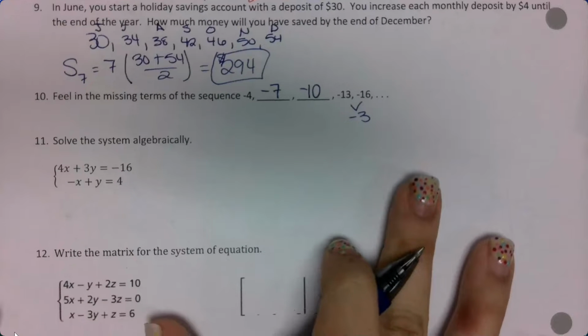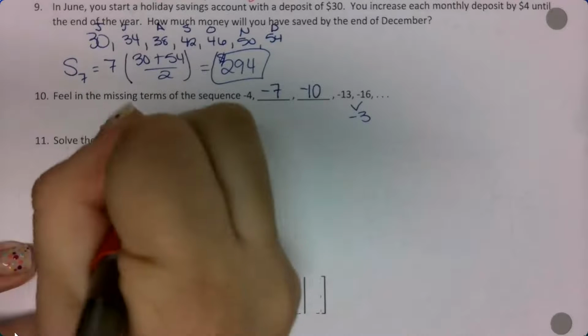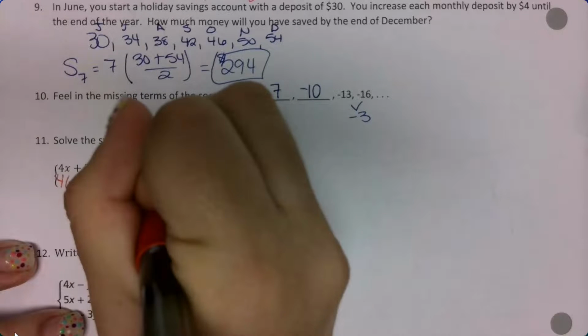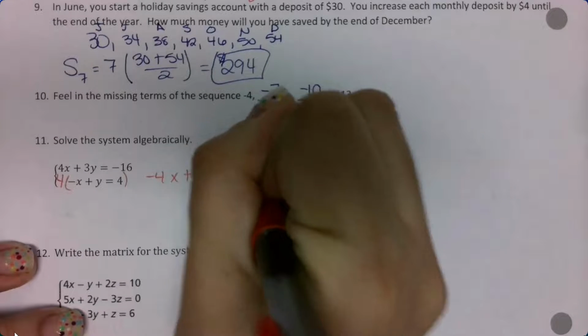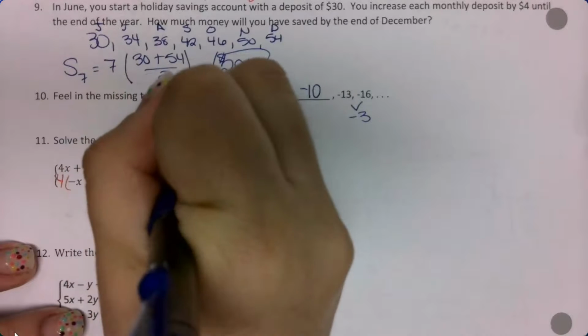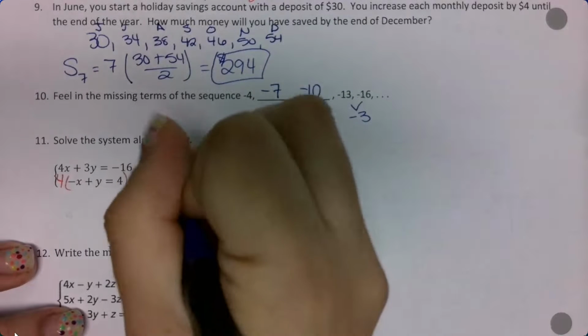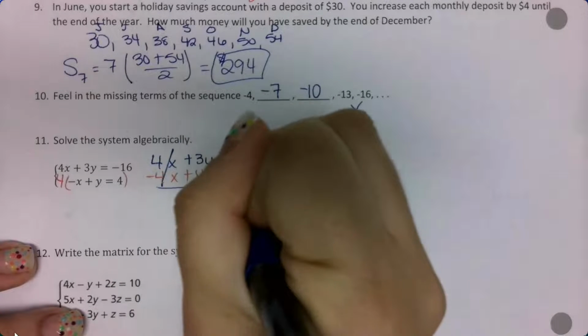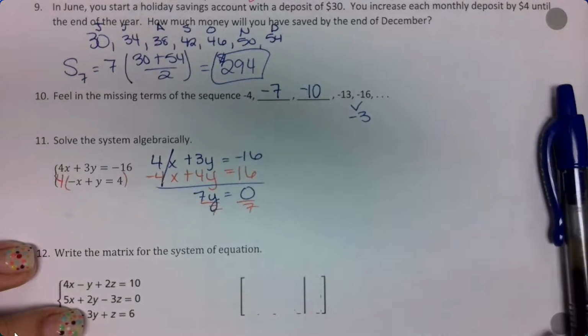Number 11 wants me to solve the system algebraically. Here I can either use substitution or elimination. Because I used substitution in number 8, I am going to use elimination here. So I'm going to take this and multiply by 4. That's going to give me -4x plus 4y equals 16. And then I'm going to rewrite my top equation. Then I want to add down. My x's cancel out. I have 7y equals 0. I'm going to go ahead and divide both sides by 7.